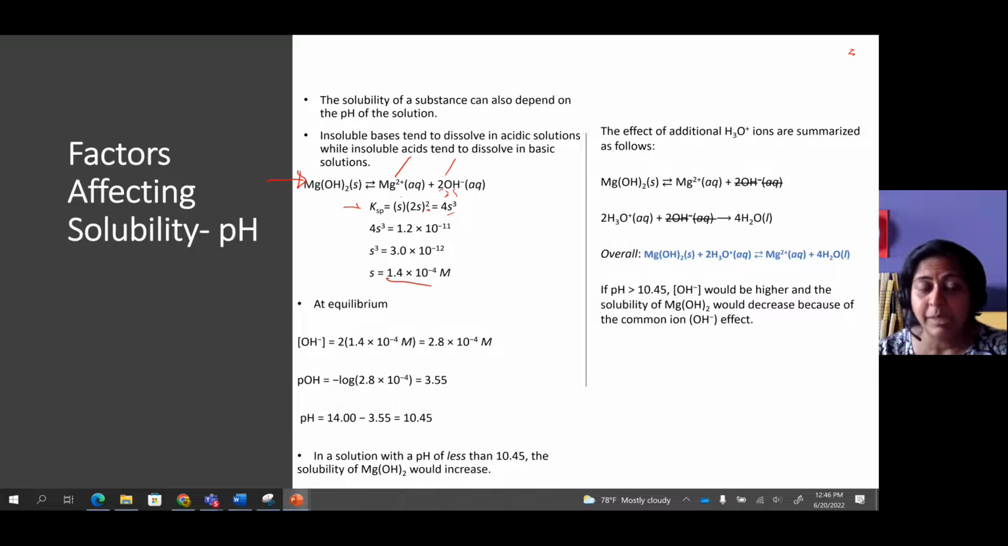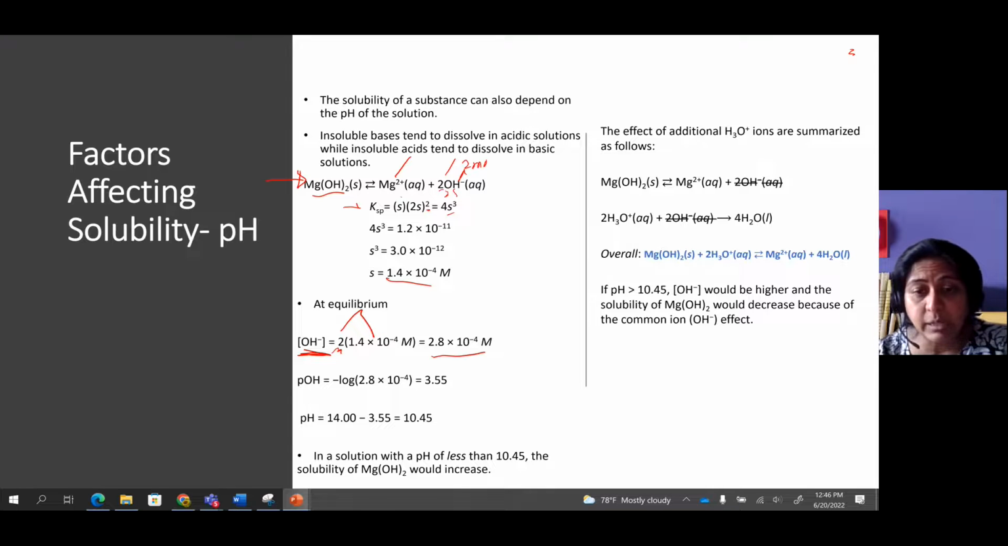So at equilibrium, the concentration of the hydroxide ions will be equal to 2 times 1.4 times 10 to the negative fourth, because by dissociating 1 mole of magnesium hydroxide, we produce 2 moles of hydroxide ions. That's why I had to multiply the molar solubility by 2 to get the concentration of the hydroxide ions.